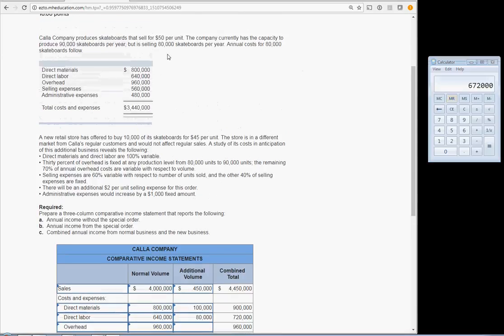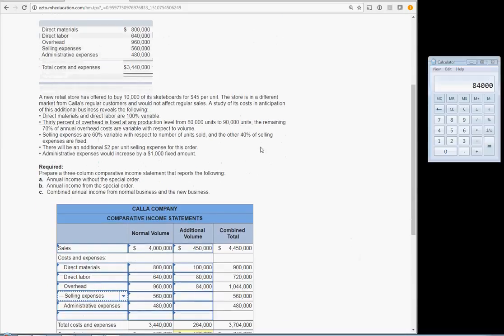Well, this number is based on 80,000 unit sales. So if 672,000 is the variable piece at 80,000 units, to find the variable portion, I divide that by the 80,000 to get my per unit variable cost for overhead of $8.40. Because the new order is 10,000 units, I take the $8.40 and multiply that by the 10,000 and I get $84,000 for overhead.